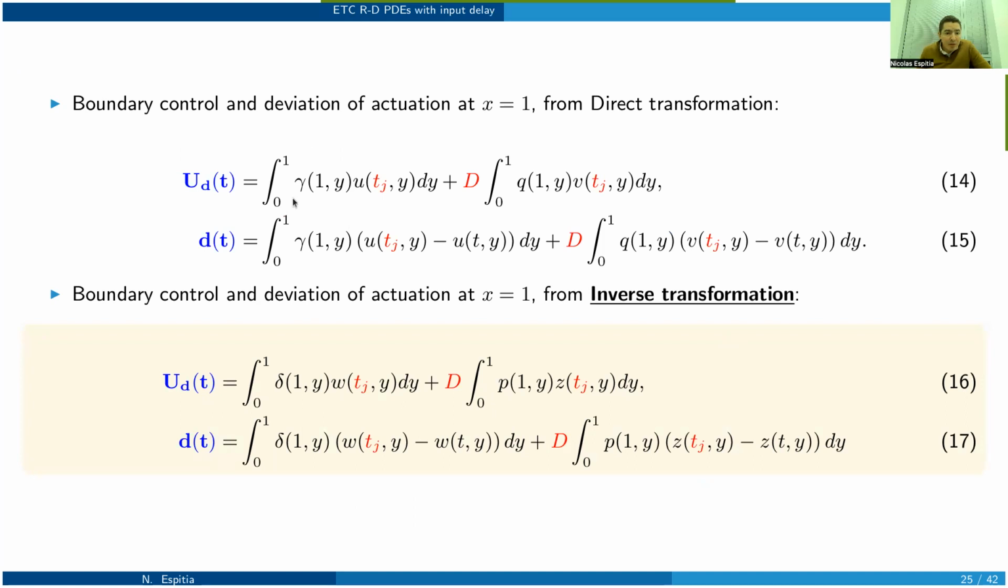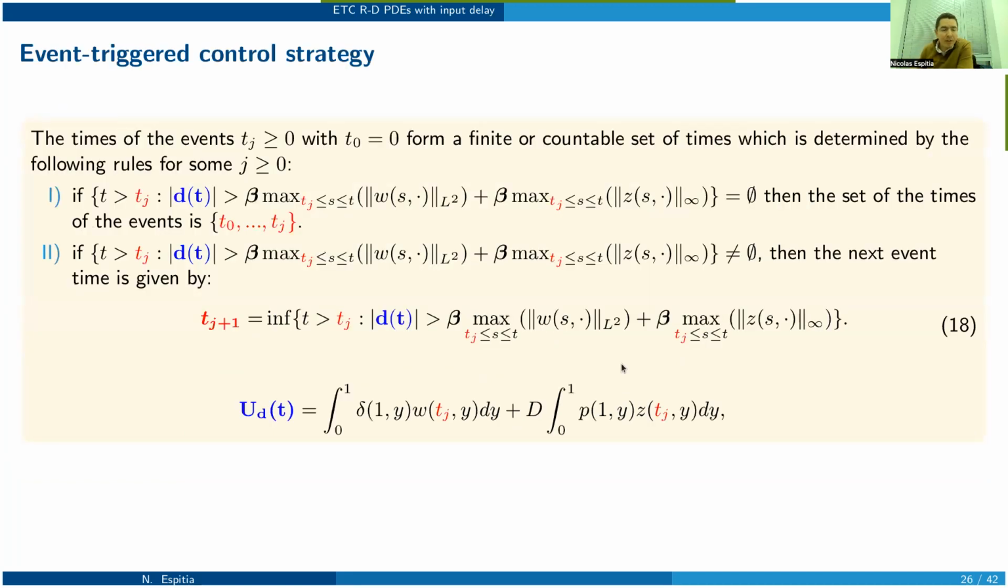Let me say that this is the boundary controller, the event-triggered boundary controller, in terms of the kernels of the direct transformation and the states of the original system. But we can also represent the controller in terms of the kernels of the inverse transformation and the states of the target system. We use this formulation because it's particularly convenient for some technical considerations that I will discuss a little bit later on. We define formally the event-triggered control strategy.